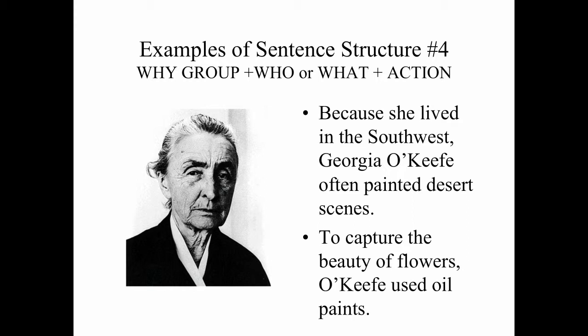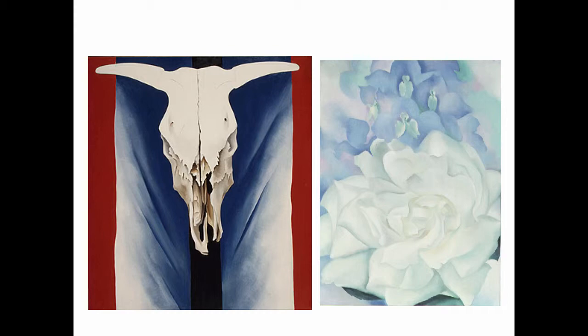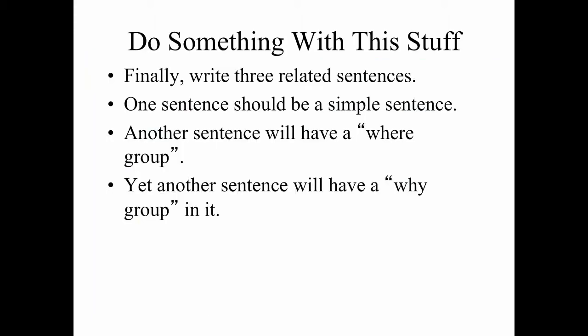Now, one little thing, think about if the why group came at the end. O'Keeffe used oil paints to capture the beauty of the flowers. That sentence is okay, but it sounds a lot more smart and interesting when the why group moves to the front of the sentence and is followed with a comma. And here are a couple examples of two of her paintings. On the left is a Southwest one, and there's that cow skull, and then on the right is a flower. Okay, now try it out for yourself. Try a where group sentence and a why group sentence, put them together, and notice how smart they sound.